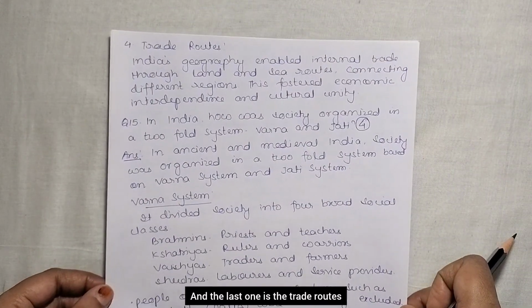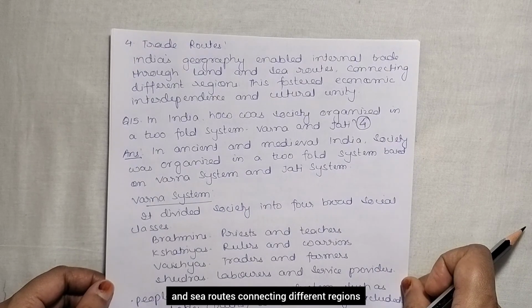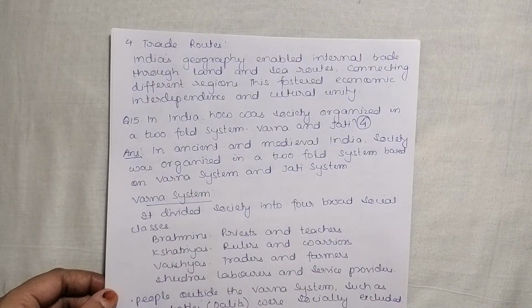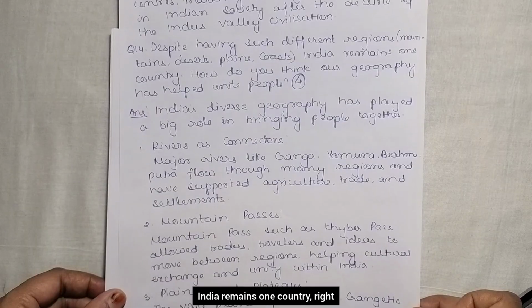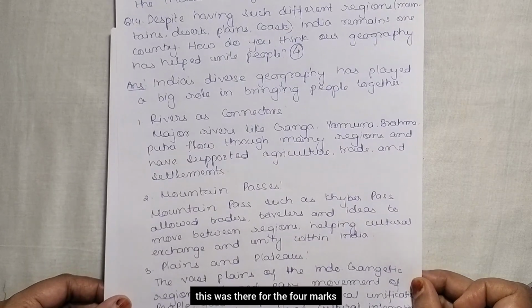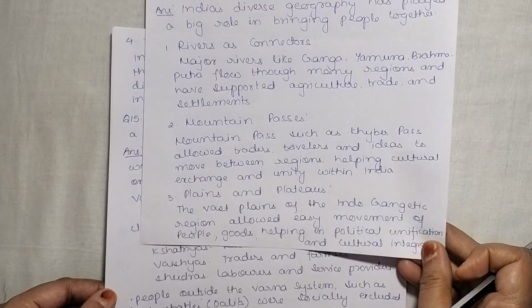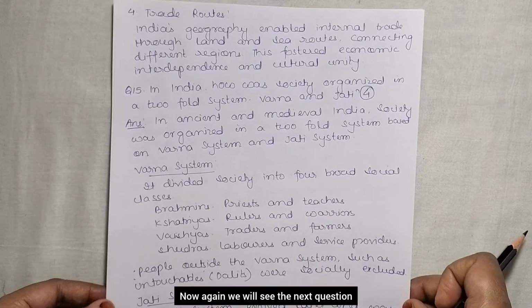And the last one is the trade routes. India's geography enabled internal trade through land and sea routes connecting different regions. These fostered economic interdependence and cultural unity. So despite having such different regions, India remains one country, right? So this was for the 4 marks, and 4 points have been covered here. Now again we will see the next question.